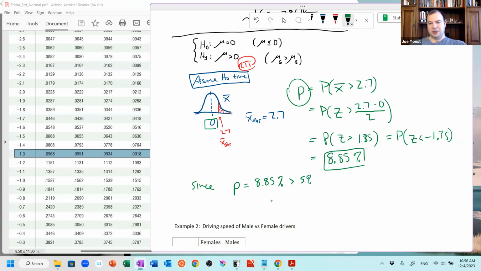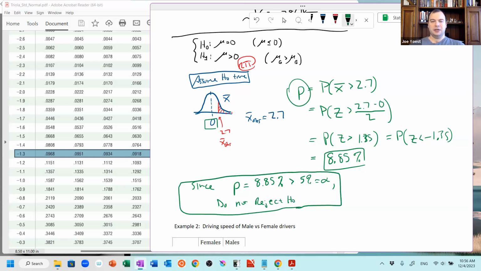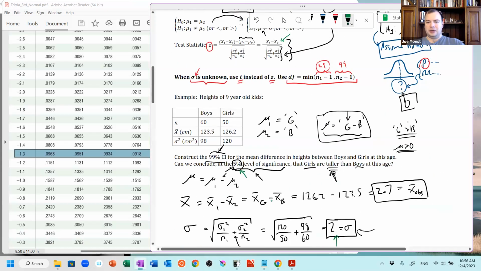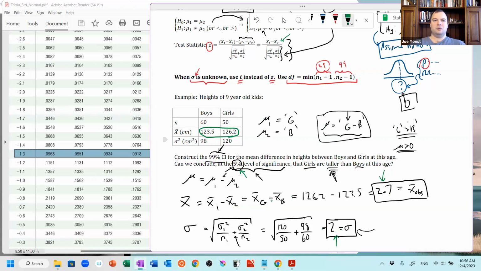That's bigger than 5% alpha, our maximum allowable type 1 error rate. So if we chose to reject H naught, we'd make an error 9% of the time, but we're only allowed to make it up to 5% of the time. Do not reject H naught, or on the basis of this sample, we cannot conclude that at this age, girls' mean height is greater than boys' mean height. Or in other words, this sample difference, this difference between the sample means, could well have occurred just by chance, just by sampling error.